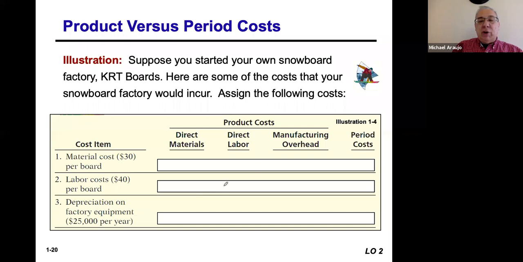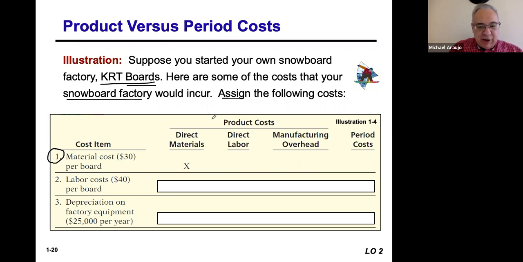So suppose you started your own snowboard factory, KRT Boards. Okay, don't get bored with your boards. Here are some of the costs that your snowboard factory would incur. Your job is to assign those particular costs. So let's look at number one. If you had materials of $30 that you needed to spend per board, how would you classify it? Well, you would classify it as direct material.